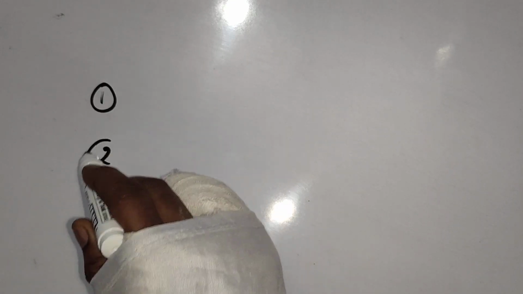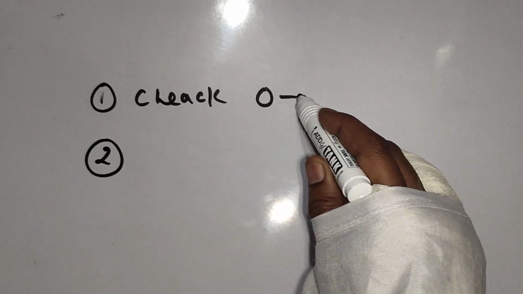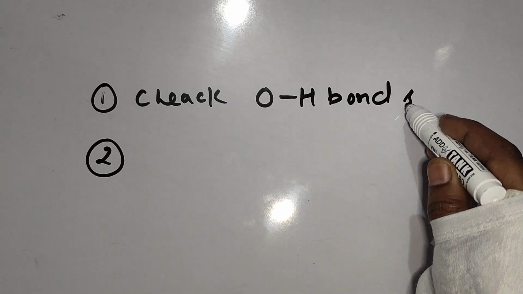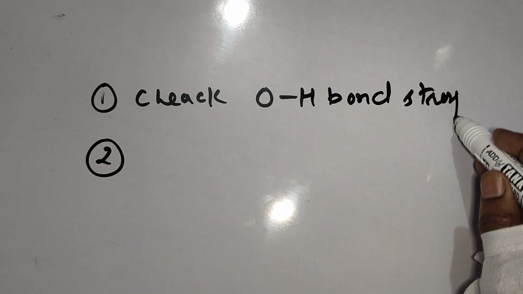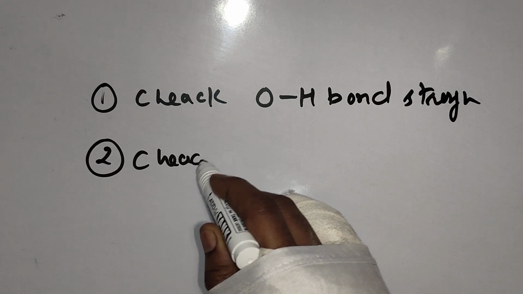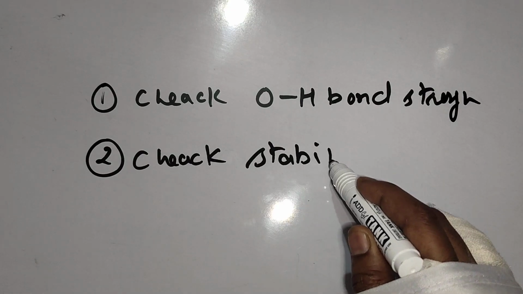You know, we can compare acidic natures by two ways. There are two methods. Number one, check OH bond strength. Or second, check stability of anion left after release of H positive.